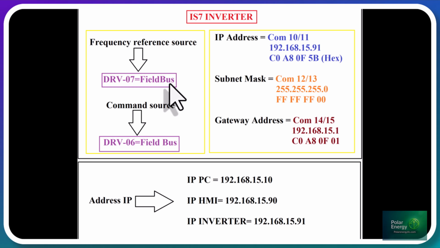But I want both the frequency setting and the start/stop control on the inverter to be done through the network. To do this, I need to set my frequency reference source, which is DRV07, to field bus, and also set my command source, which is DRV06, to field bus as well. So these are the settings we need to do before we start writing our program and upload it to the HMI. Things like the IP of the PC, the IP of our HMI, the IP of our inverter, and some settings that need to be done directly on the IS7 inverter itself.